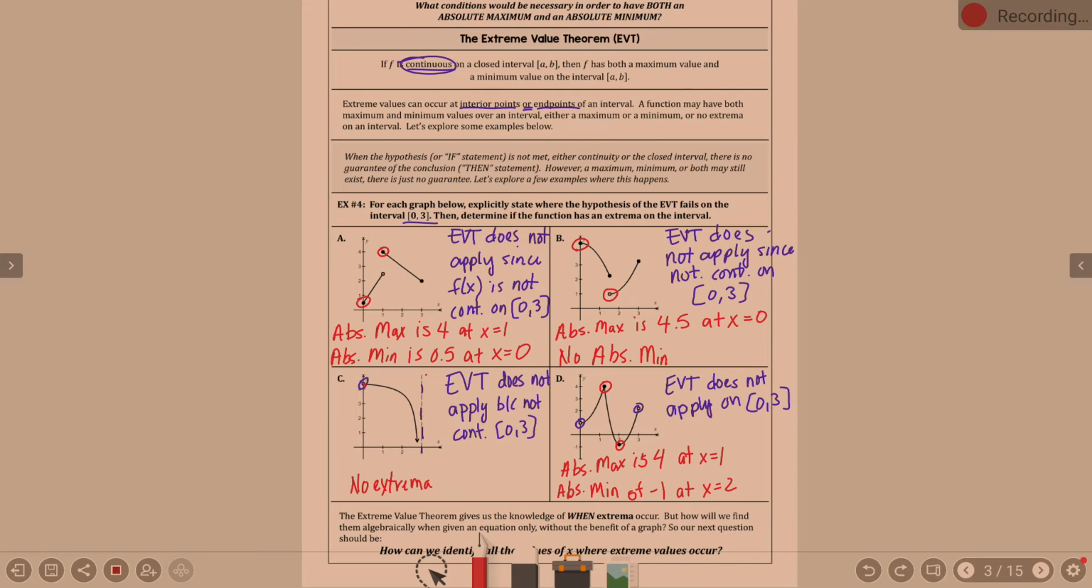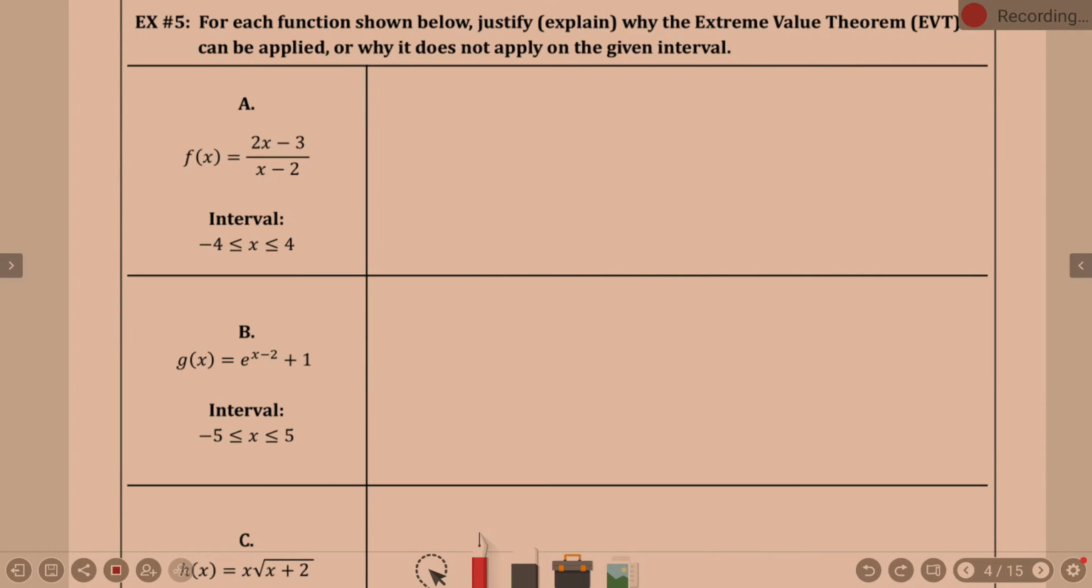Notice down there it says the extreme value theorem gives us knowledge of when extrema occur, but how will we find them algebraically when given an equation only? Obviously when you're given a graph, it's much easier to find your mins and maxes. We need to talk about when you get some funky graph and you don't have a way to graph it, how do we identify where those extrema happen? So, example 5: for each function shown below, justify or explain why the extreme value theorem can be applied or why it does not apply on the given interval. Oh, that's right, we're not even finding them here yet. We're just talking about whether it applies on this interval.